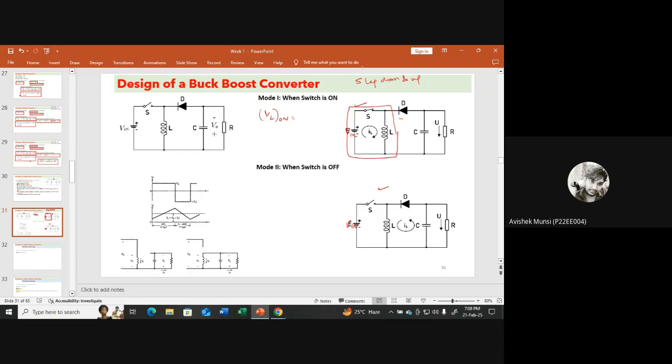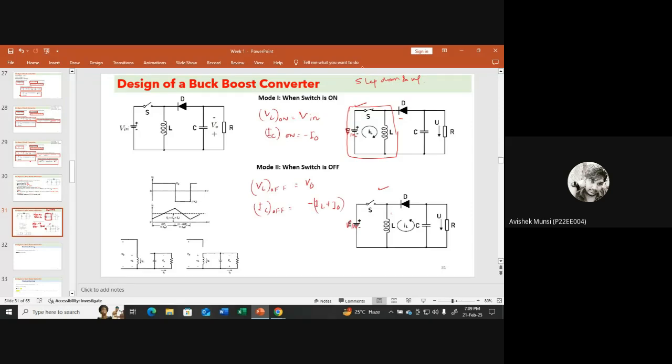So VL on will be equal to V in. Similarly, IC on will be minus of I naught, since there is no connection between these things, right? So now when the switch is off, this inductor will freewheel across this diode. At that time, the off voltage of the inductor will be equal to V naught. And IC off is basically flowing in the reverse way, so it is minus of IL plus I naught.